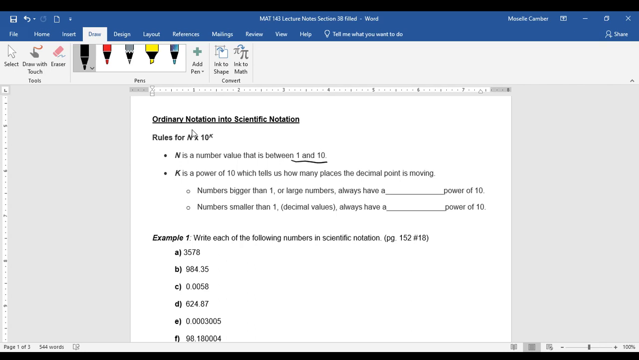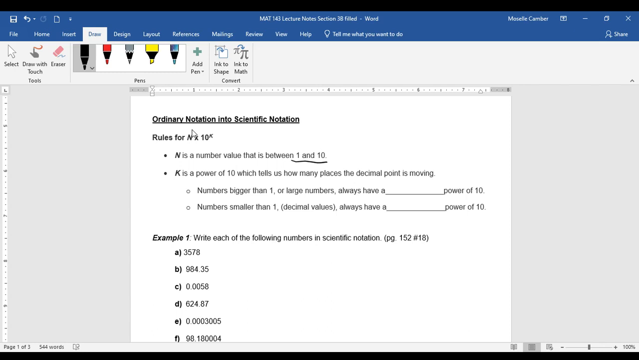Okay, and then k is going to be the power of 10. That tells us how many times you need to move your decimal point in order to get to the right place value. Because our place values are powers of 10, it just tells you how many times to move the decimal to get to the actual number you're thinking about.